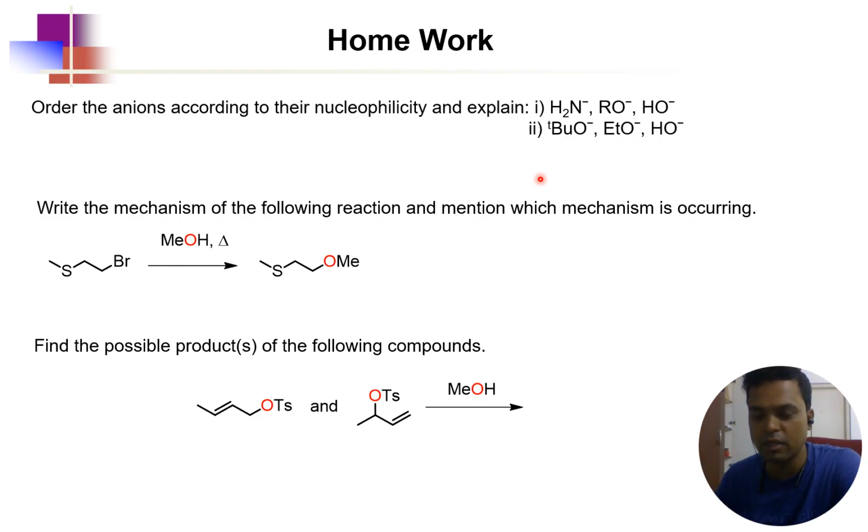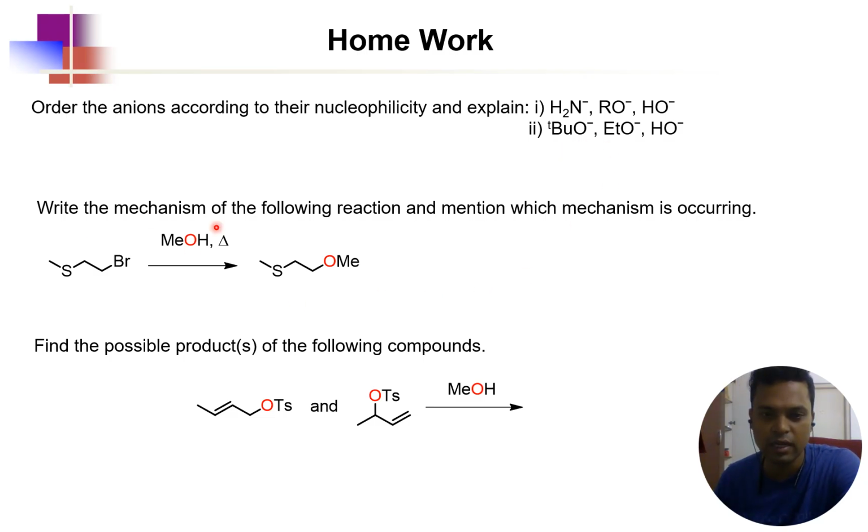You can easily understand that. Among these, which will be the better nucleophile? Tertiary butoxide, ethoxide, and OH. Ethoxide will be better, because tertiary butoxide has huge steric crowding, so that should be less. After this you can get this one, then finally you can get this one. So this is very simple.